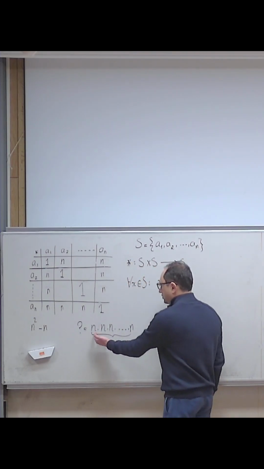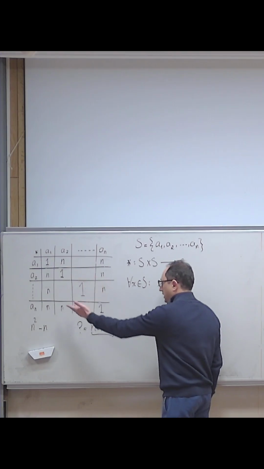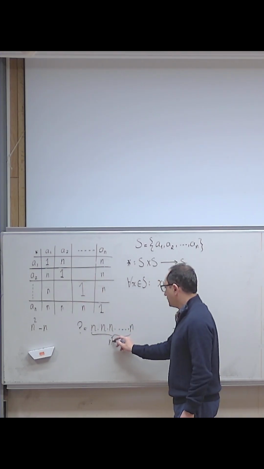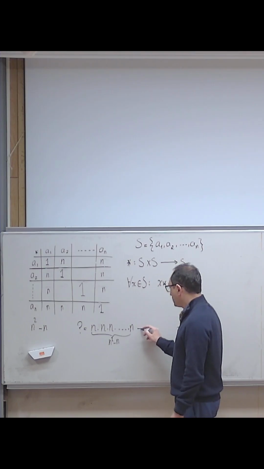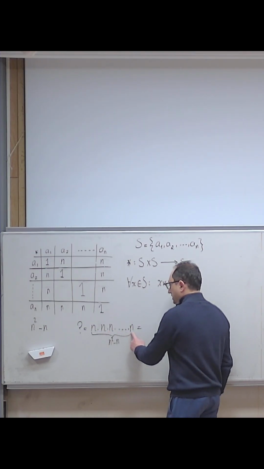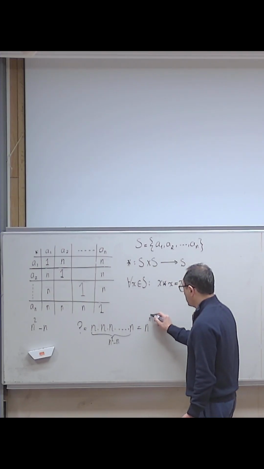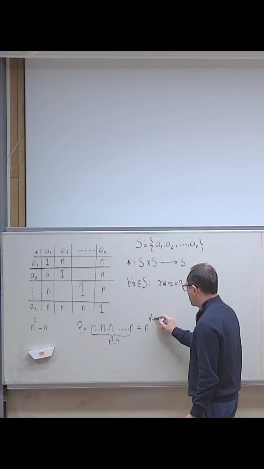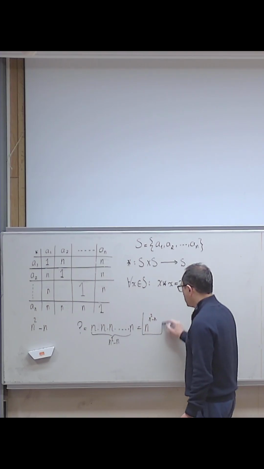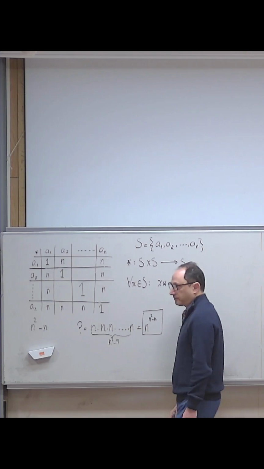So if I ask you how many n's you see in this table, you will tell me n squared minus n. Okay, so I am multiplying a number by itself this number of times. That is the definition of power, of course. So this becomes n to the power of n squared minus n. And that is the answer to this problem.